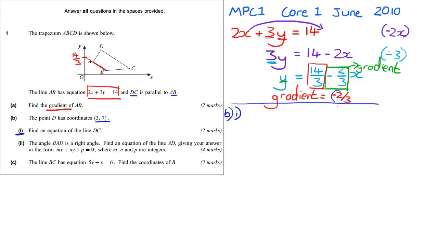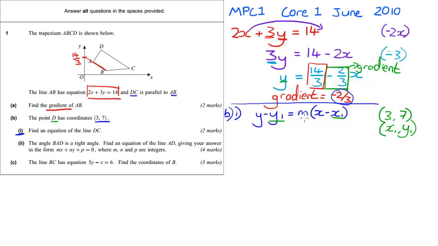So this minus 2 over 3 here is going to be exactly the same for DC, and we get given a point. So if we use this, you've probably seen this before, y minus y1 equals m times x minus x1. Let me explain what that means if you haven't seen it before. y1 and x1 are a point on the line. So you have a point like D here, we've got 3, 7. So our point there is x1, y1, where x1 is 3 and y1 is 7.